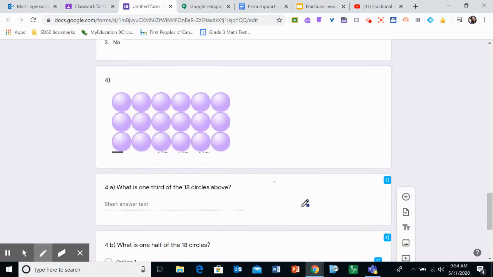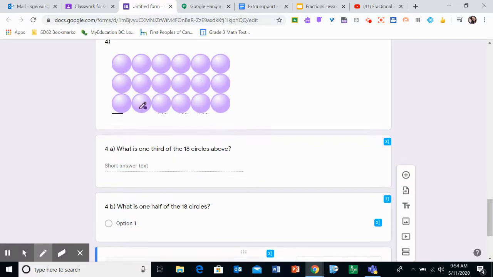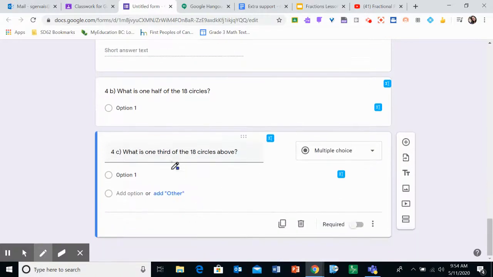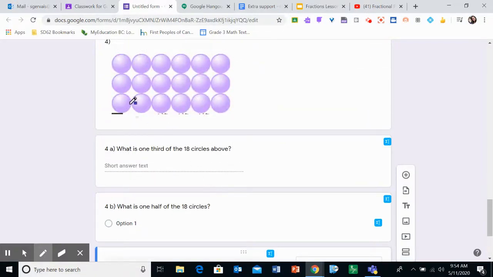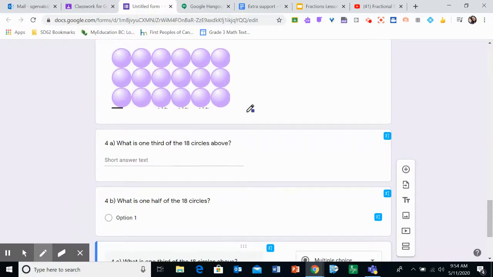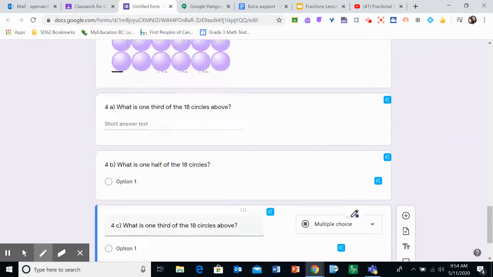4B, what is 1/2 of the 18 circles? So if we were to split this directly in half, how many is in one of those groups? That's what this question is. 4C, what is 1/3? So if we were to split it into 3 equal groups, how many is in each group? All right, and that's it.